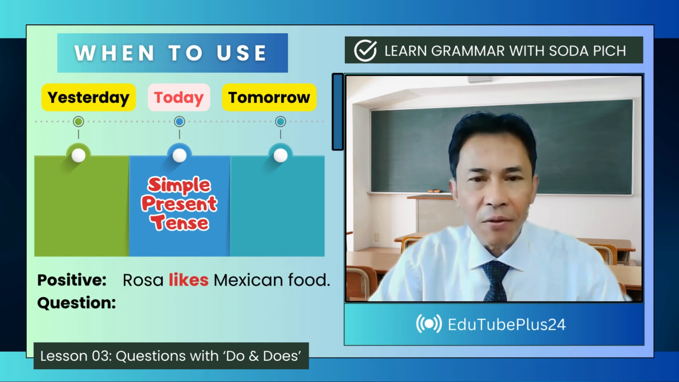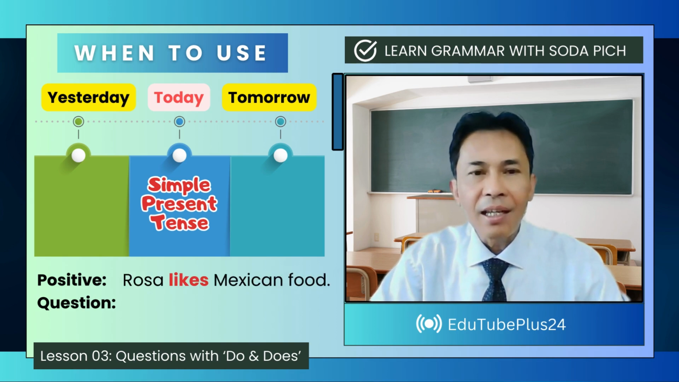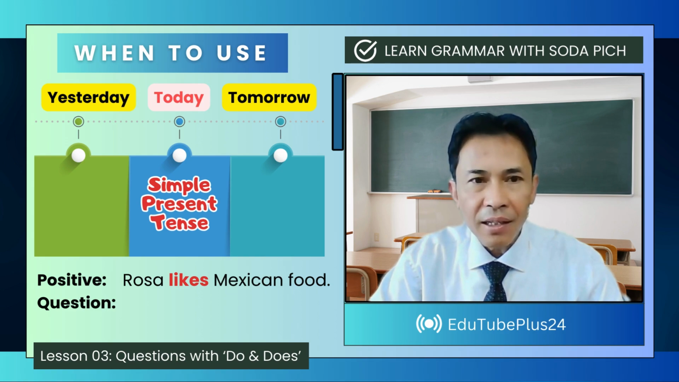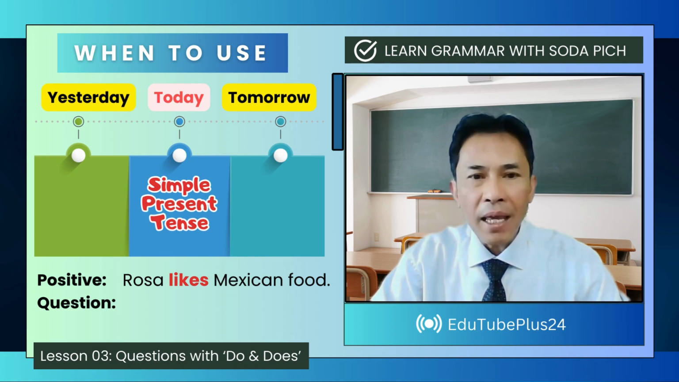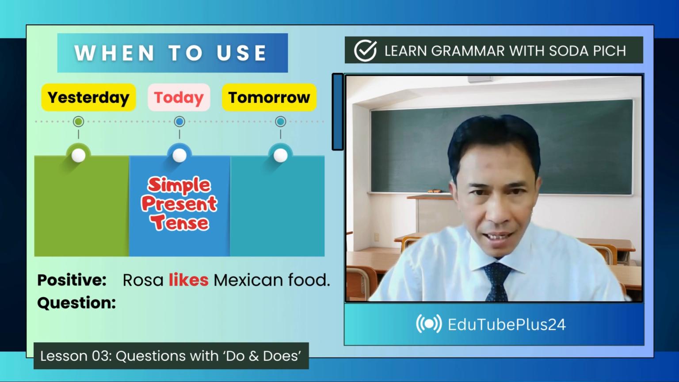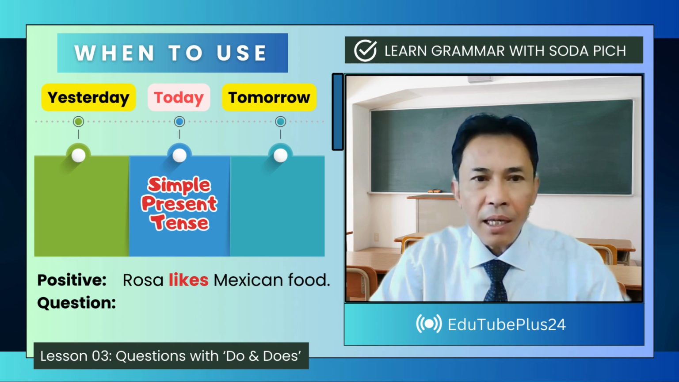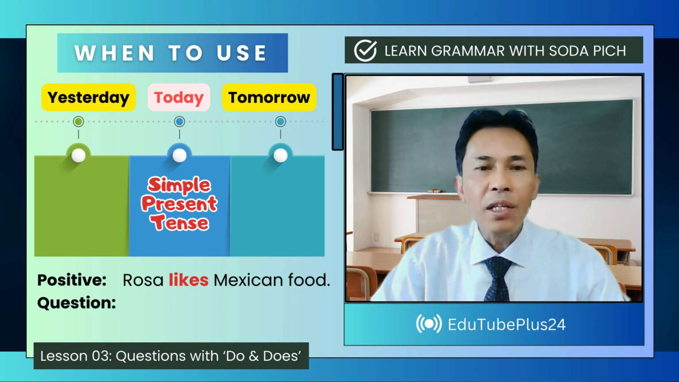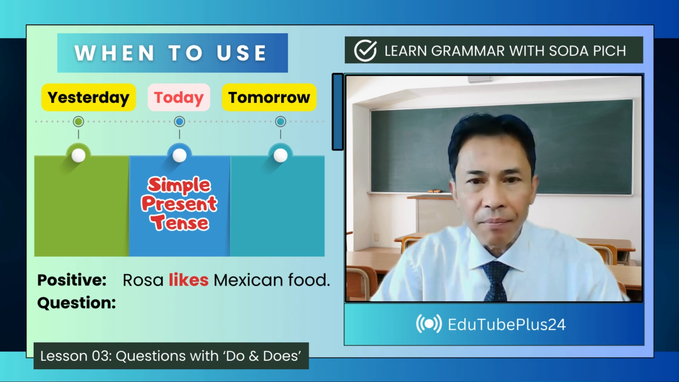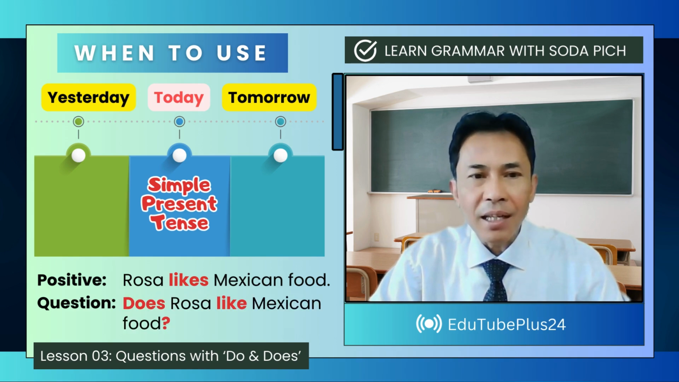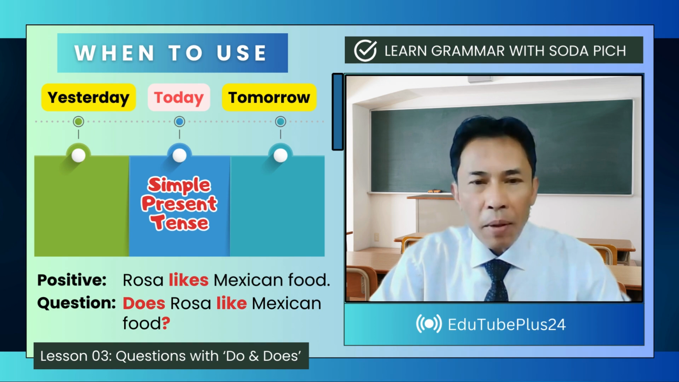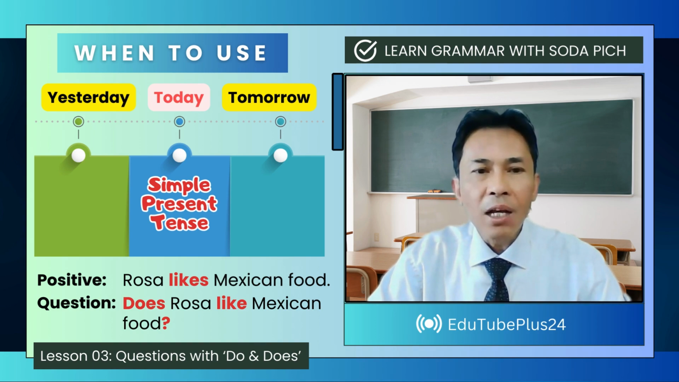Rosa likes Mexican food. Again, this is not a question, it is an affirmative or a positive sentence. We can also change this sentence to make it a question. But in this case, we have to use the helping verb does instead of do because the subject is Rosa and Rosa is a she. If you remember from our previous lesson, we use does for the third person singular. He, she, it, does. So you could say, does Rosa like Mexican food? So you see, we use the helping verb do or does to make questions in the simple present tense.